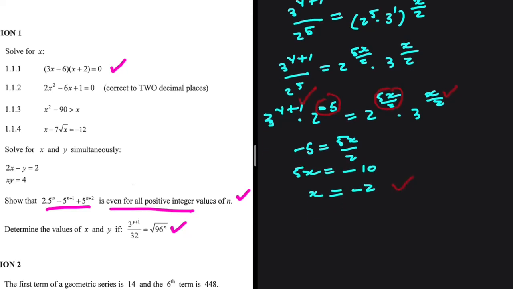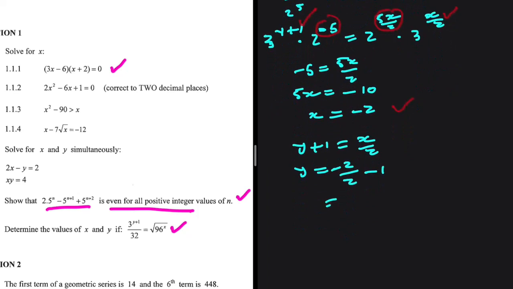Now we have the value of x. So let's go ahead and find the value of y. y plus 1 is equal to x divided by 2. But we know fully well that x is equal to minus 2. So we're going to have minus 2 divided by 2, which is minus 1. So y plus 1 is minus 1, and y is minus 2. So y is equal to minus 2.